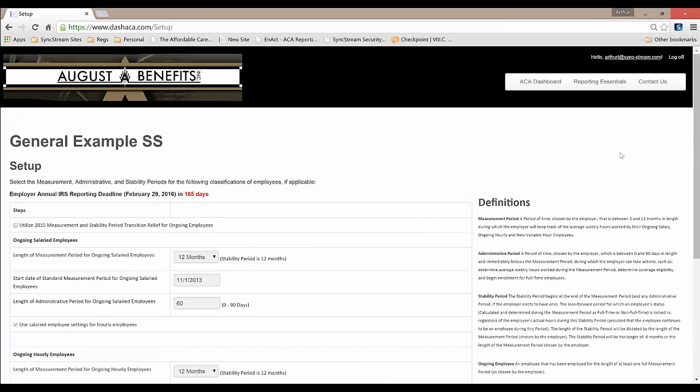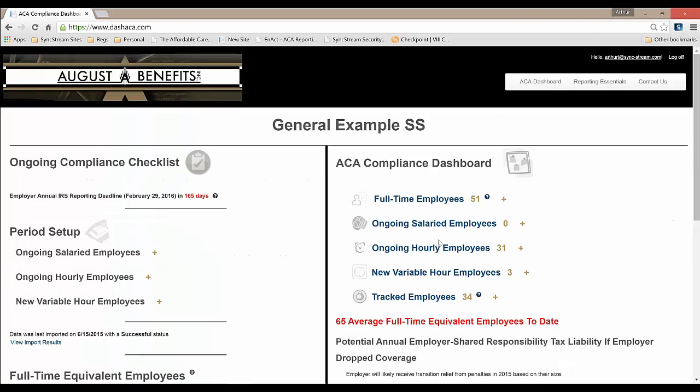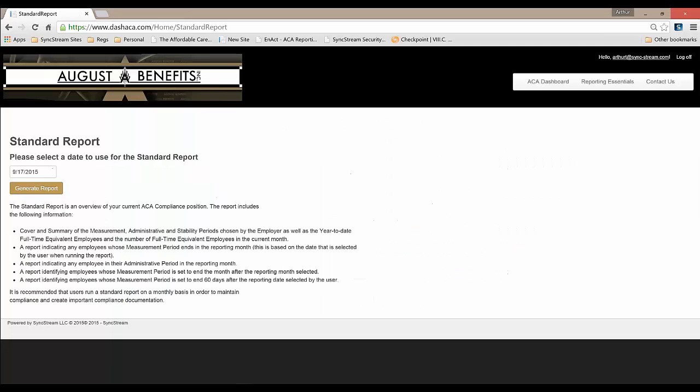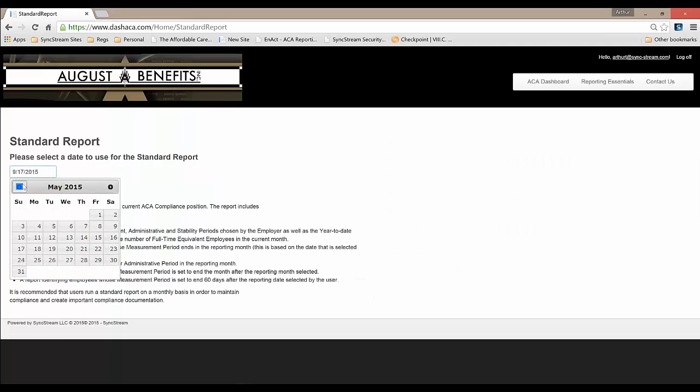So this is generally the dashboard. There is a standard report as well, a standard report that users can run. We recommend on a monthly basis, in addition to other reports I'm sure Valiant will be supplying you. But this really breaks down some information for the employer regarding which employees are considered full-time at the end of their measurement period, who's in their administrative period, as well as looking forward to the future months of when people's measurement periods end and begin.